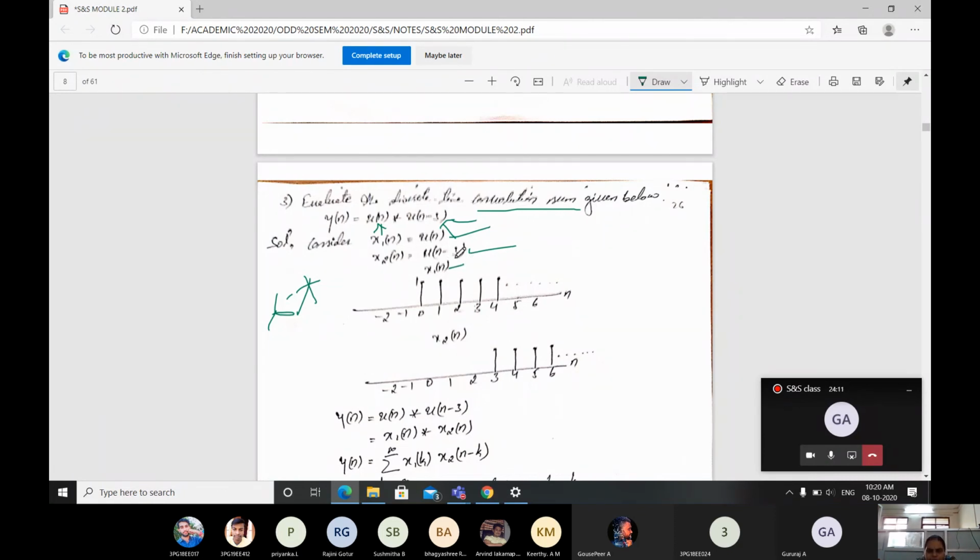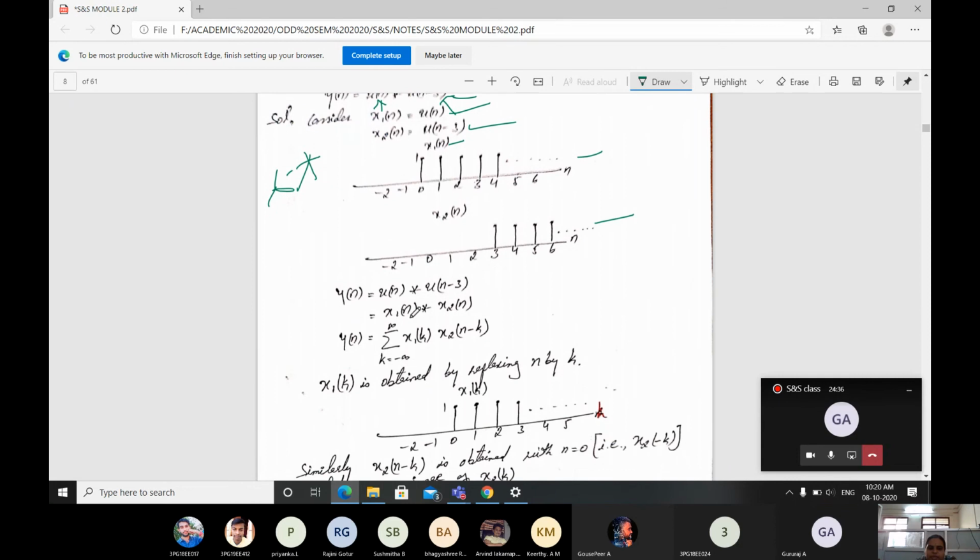This is our x1 of n. Then u of n minus 3 means the u of n signal is shifted by 3 positions towards the right side. That's what is drawn here. The signal will start from 3 and go to infinity. That is our u of n minus 3, or x2 of n. First you have to draw this, then use the equation: y of n is u of n convolved with u of n minus 3, which I can write as x1 of n convolved with x2 of n, because we considered that.